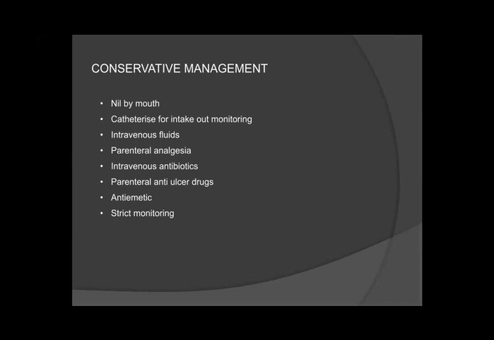Parenteral analgesia, IV parenteral, so you can analgesia दे देंगे. Intravenous antibiotics. Parenteral anti-ulcer drugs भी दे सकते हैं. Antiemetics and strict monitoring. ठीक है. कुछ patients में अगर आपके पास obstruction वाली picture है तो we can also pass an NG tube. ठीक है. Decompress the bowels before proceeding. It will be part of the conservative management.